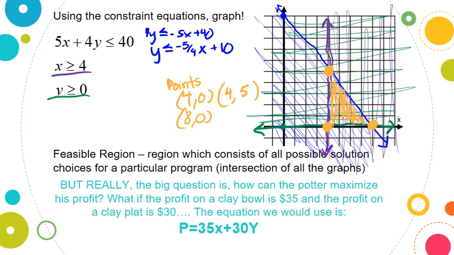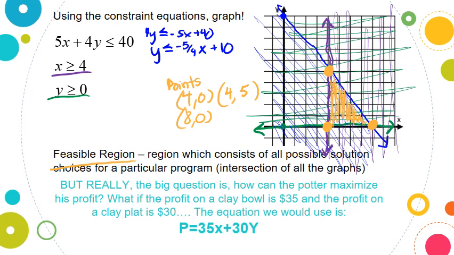Okay, so the region we just shaded in, we have a definition for that, and that's called the feasible region. That feasible region consists of all the solution choices for that particular program. So it means any point within there would satisfy my constraints, right? I could plug in, let's say, 5, 1. I could plug in 6, 1. I could plug in 6, 2. Anything within that is a feasible region.